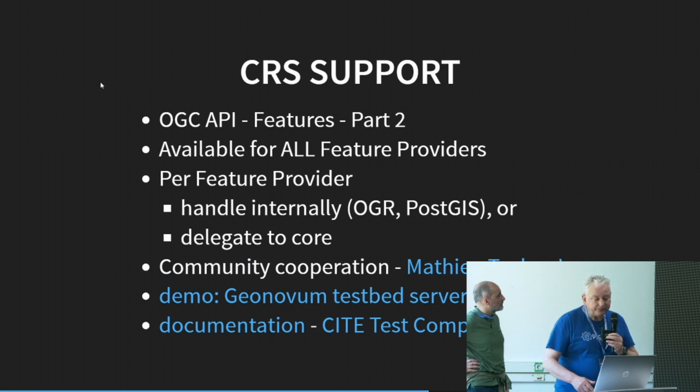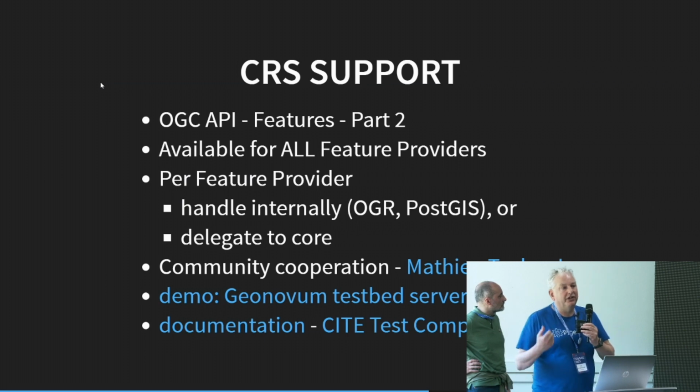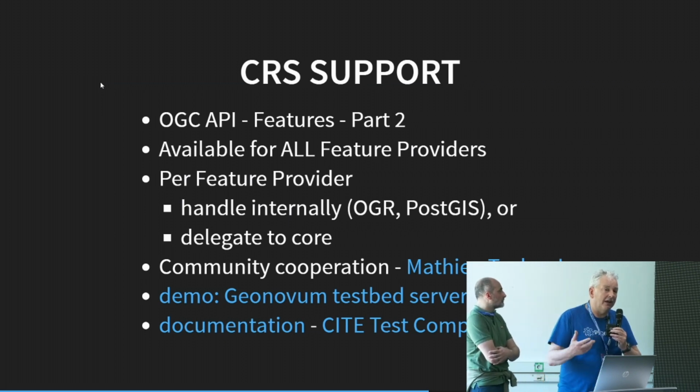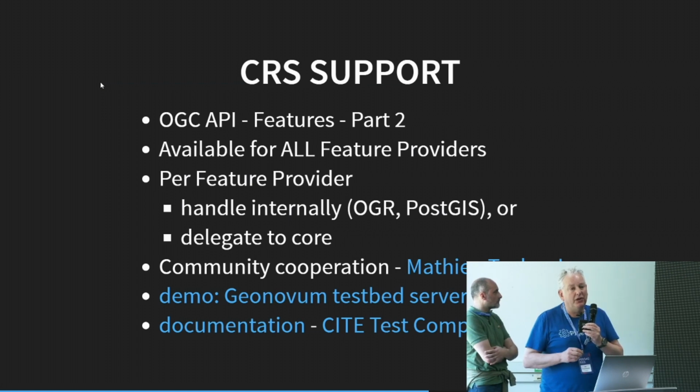CRS support, which comes down to the full implementation of OGC API features part 2. And it's available for all feature providers. It means that, first of all, you don't have to reproject your data first. You can leave your data in your own projection because you can specify in the configuration what the projection is, and there's a new CRS parameter, as in the standard, which allows you to fetch the features in whichever projection you want.